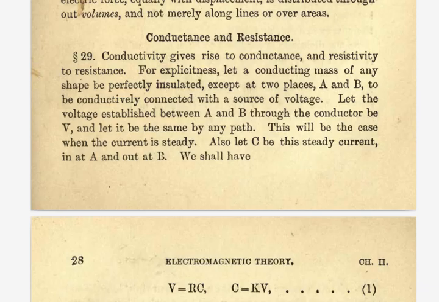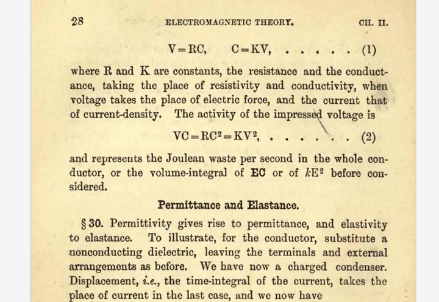Let the voltage established between A and B through the conductor be V, and let it be the same by any path. This will be the case when the current is steady. Also let C be this steady current, in at A and out at B. We shall have V equals RC, C equals K times V, where R and K are constants.